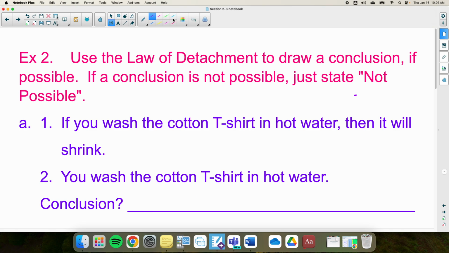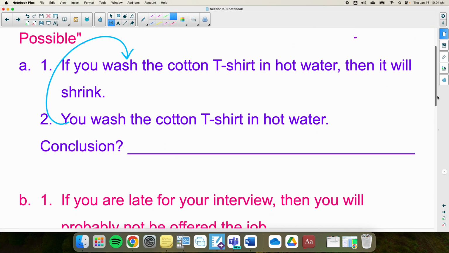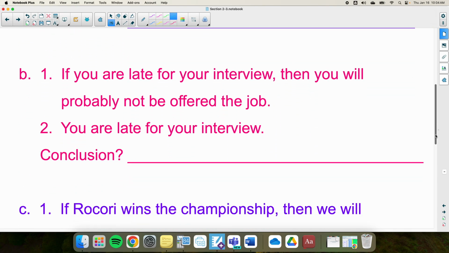So if we look at this one, it says, if you wash the cotton t-shirt in hot water, then it will shrink. You wash the cotton t-shirt in hot water. Is this referring back to the beginning? Yes. So what do you think we would conclude? It shrinks. It will shrink, or it shrinks. Yep, something like that, and that's all you have to say. So the second statement referred back to the beginning, so our conclusion is going to be something like that. It will shrink. Okay?